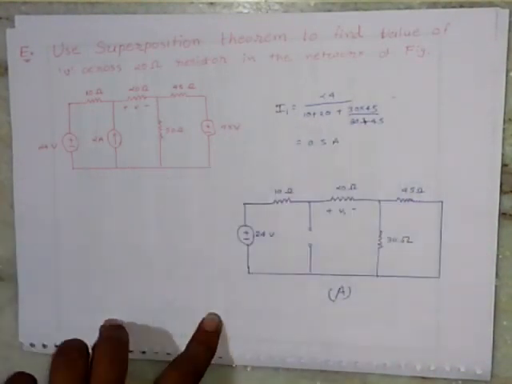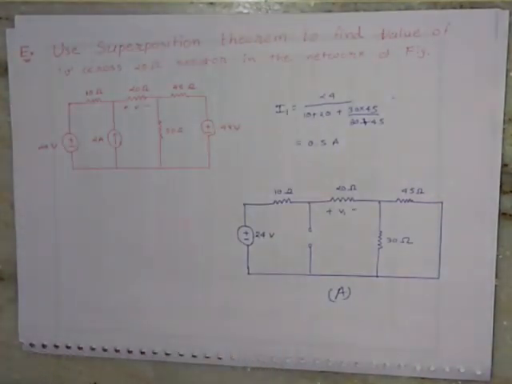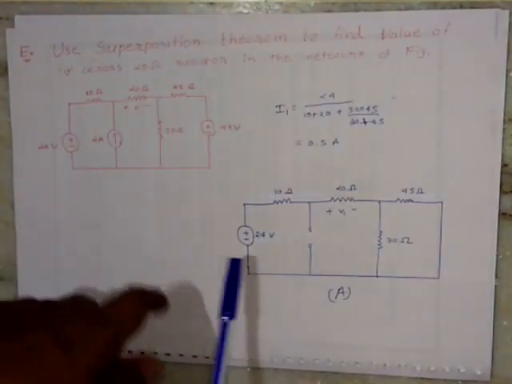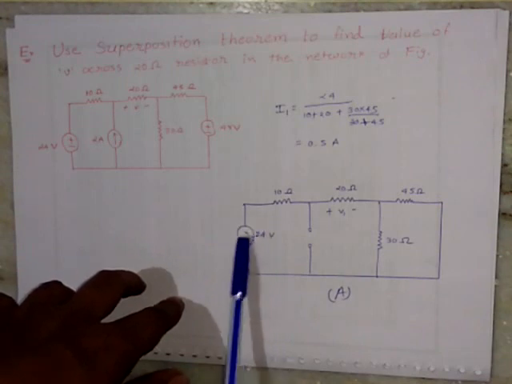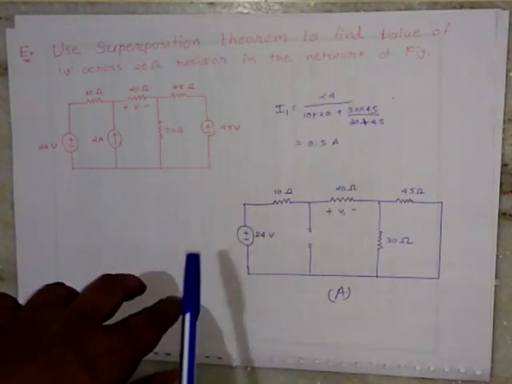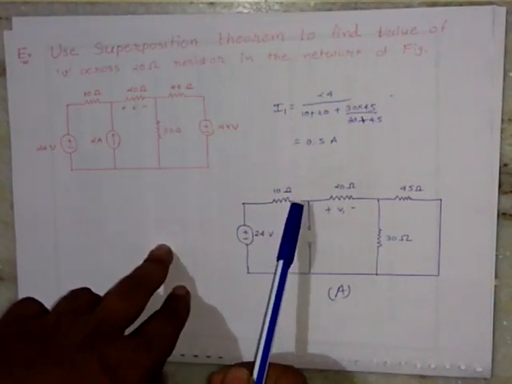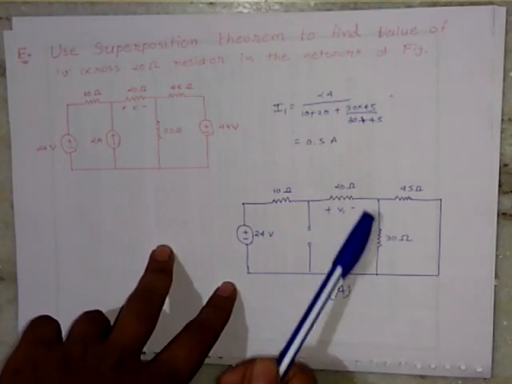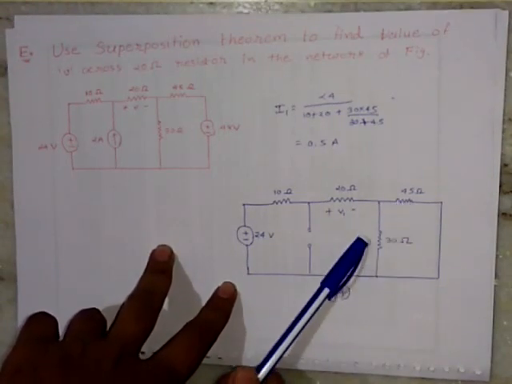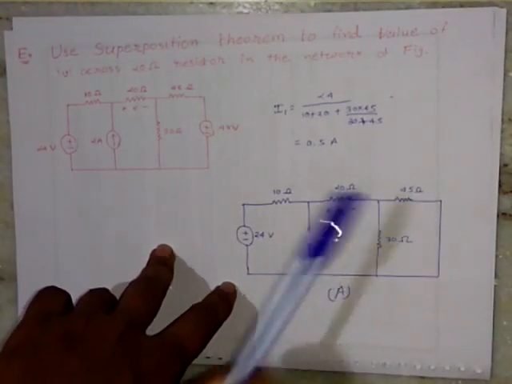Let's see how it happens. The current through the 20 ohm resistance, for that here is the 24 volt supply. Now current will pass through the 10 ohm and the 20 ohm, but here there are two branches, 30 ohm and 45 ohm.